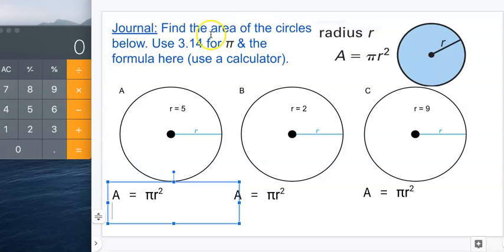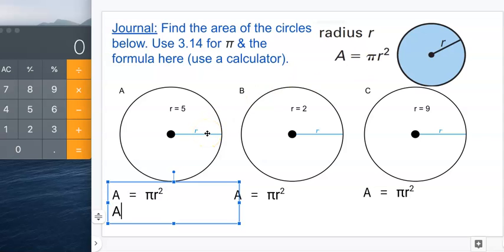So in this journal, we're going to figure out how to find the area of the circles below using 3.14 as an approximation for pi, and then the formula that's given here, that the area A is equal to pi times the radius squared. That's what that little 2 means. It means you're going to square the radius, not multiply by 2, square it.